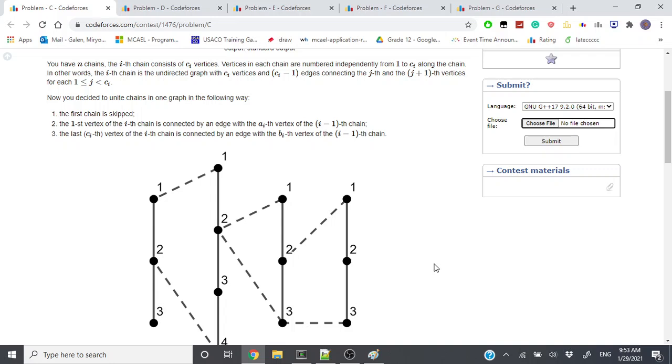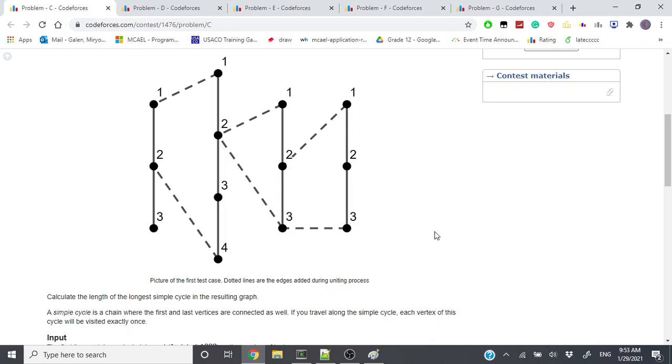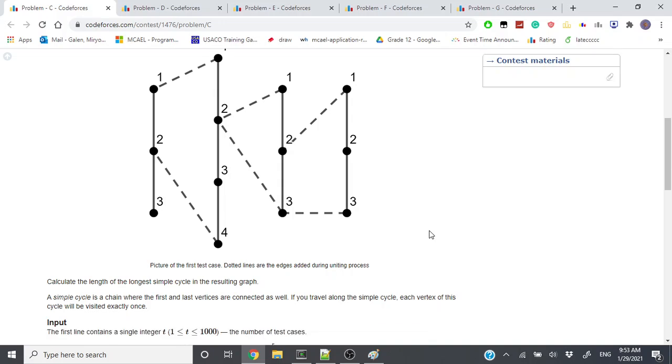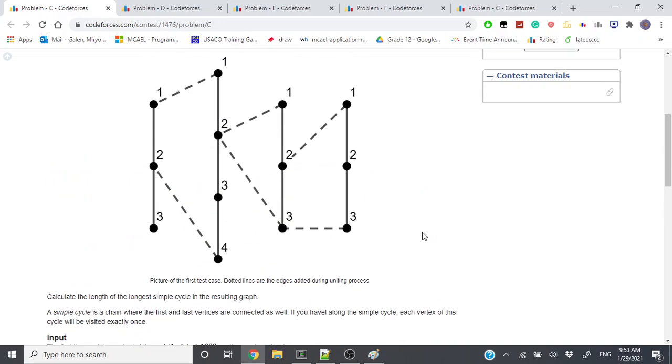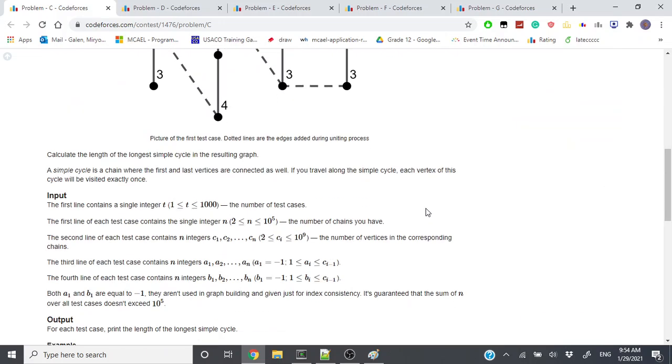So you decide to unite chains in one graph in the following way. The first chain is skipped. The first vertex of the ith chain is connected by an edge with the aith vertex of the i minus 1th chain. The last vertex is connected by an edge with the bith vertex of the i minus 1th chain. Calculate the length of the longest simple cycle in the resulting graph. Okay. Fun. Do they have ai less than... No, they don't.